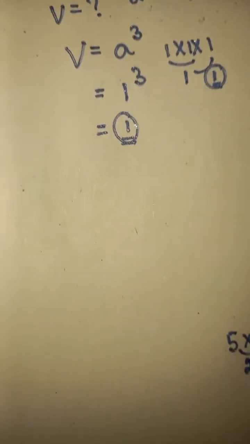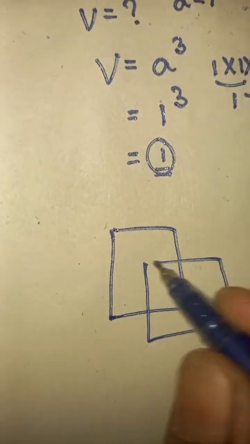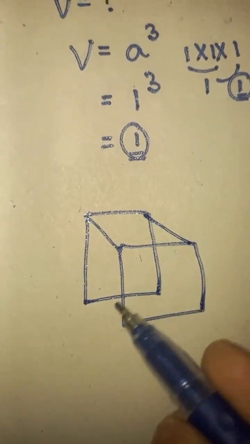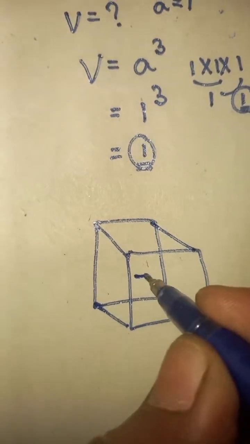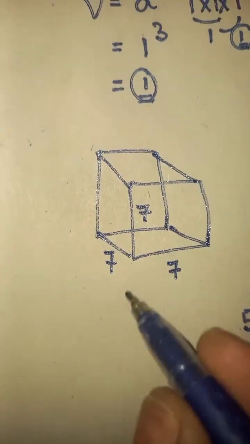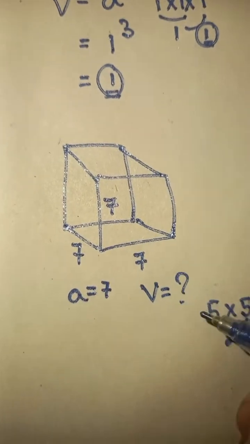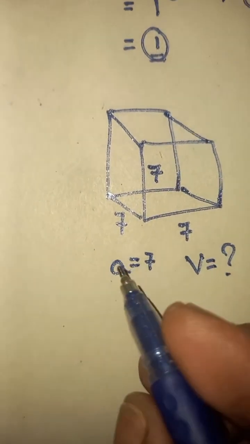Let's take one more cube, and in this cube all edges are given as 7 units. So the length, breadth and height all remain 7 units. You need to find the volume of the cube. You can do it.